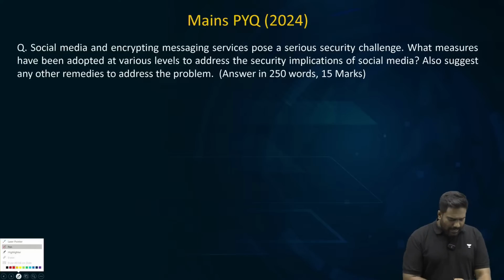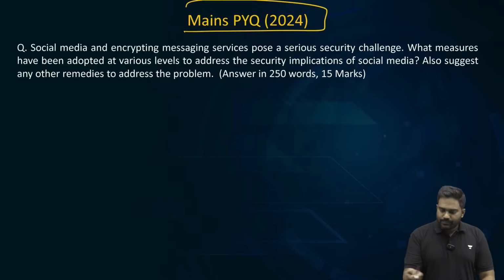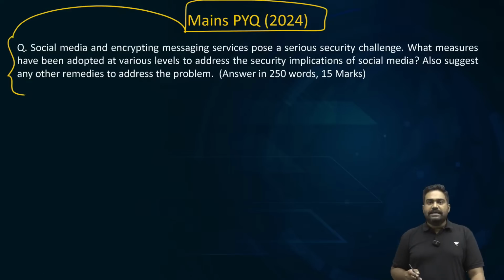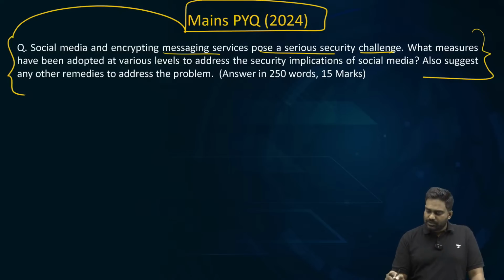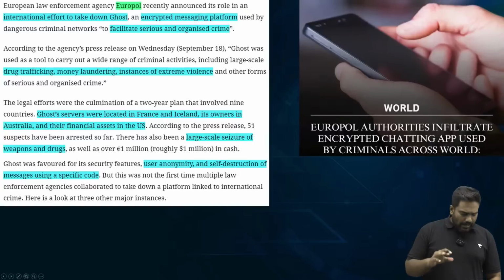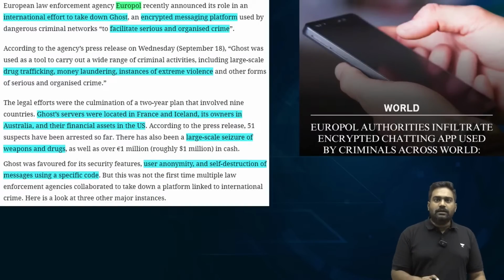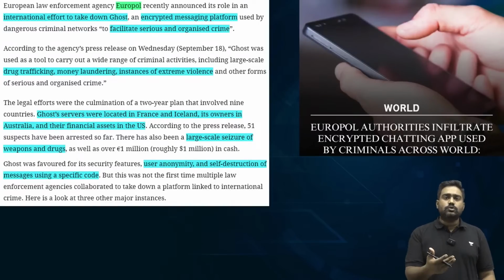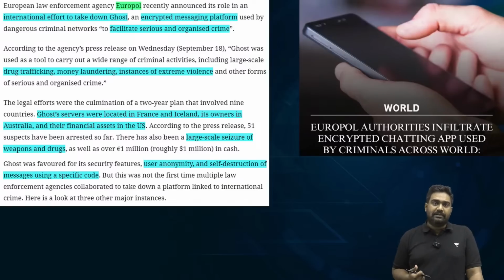So UPSC had asked a question based on this. In the recently concluded mains exam, this question was asked. Social media and encrypting messaging services pose a serious security challenge. This was your question. So let's see how Europol and FBI have tackled some of the encrypted messaging services and what India is also doing to tackle cyber crimes at a global level, right?